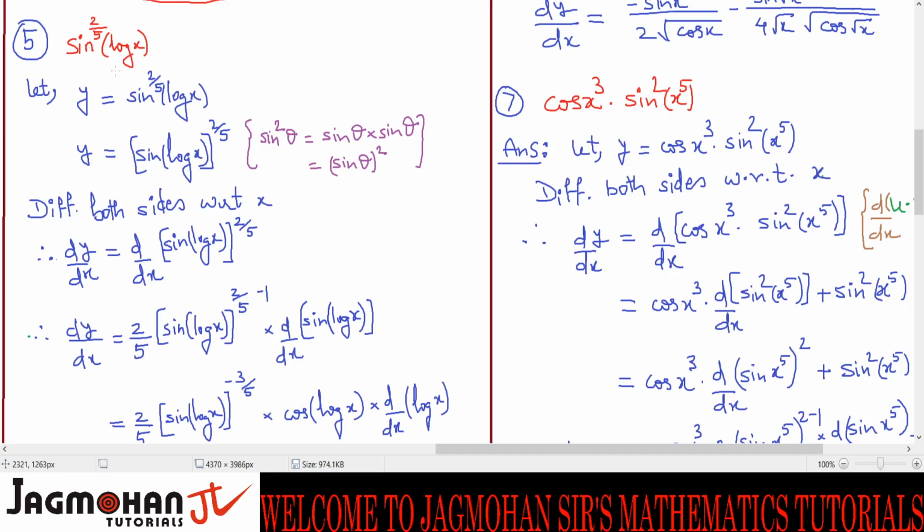Okay, let's see now question number 5. Question number 5 is sine raised to 2 upon 5 of log x. So I will write y equals sine raised to 2 upon 5 log of x. So this is my y. The next step I write as sine of log x the whole raised to 2 upon 5.